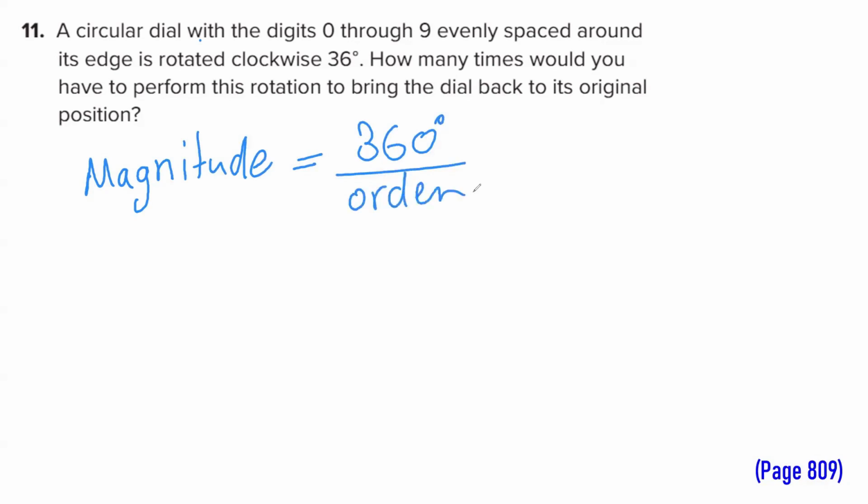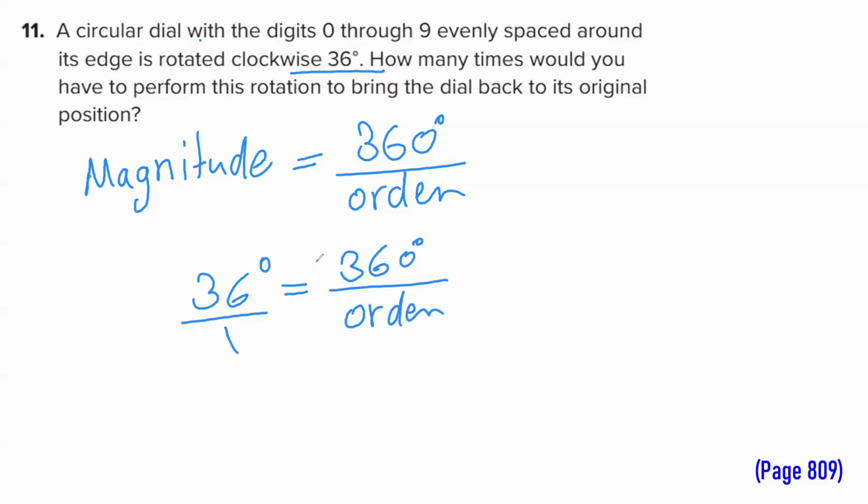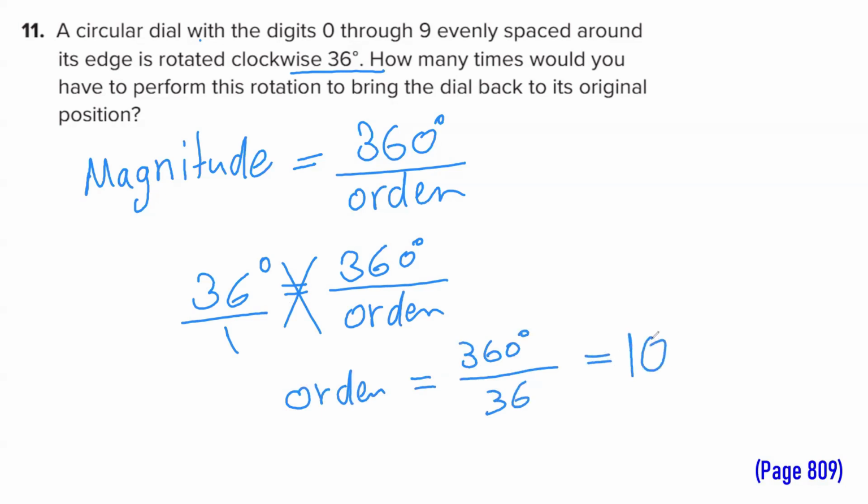In this question, the magnitude of rotation is given, which is 36 degrees. So I'm going to replace magnitude by 36 degrees equals 360 divided by the order. The denominator here is 1. All you need to do is cross multiply. So the order is going to be 360 degrees divided by 36, so the answer is 10 times.